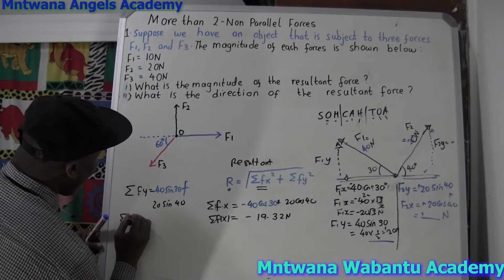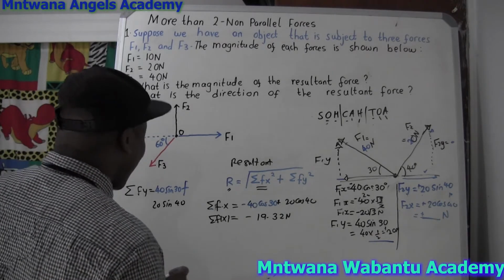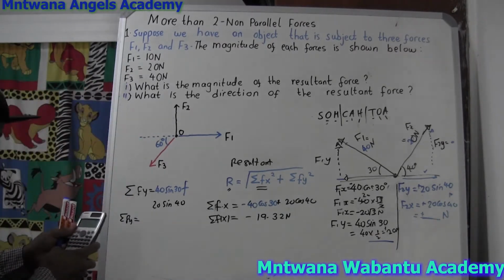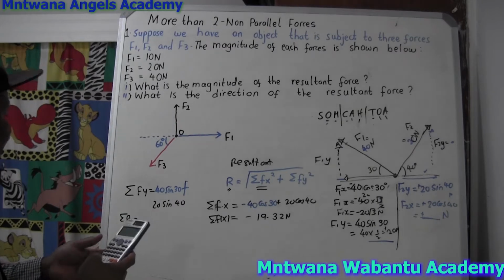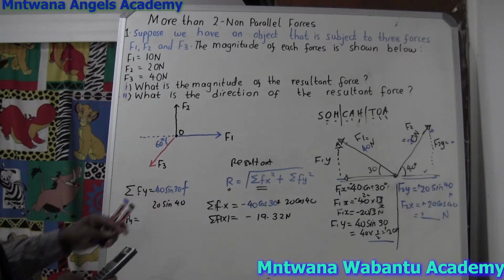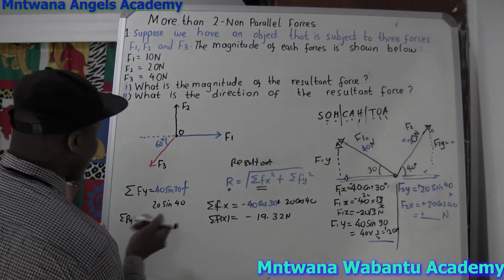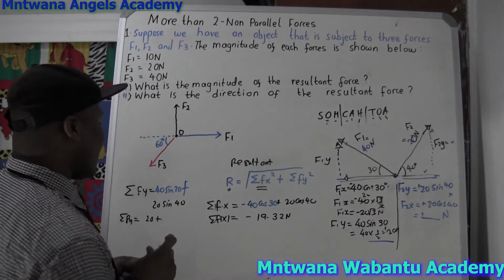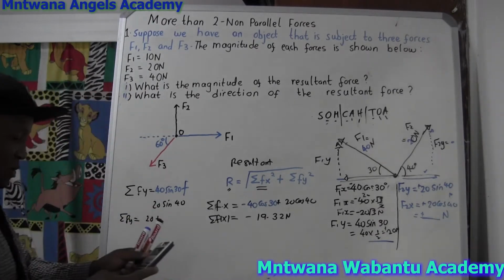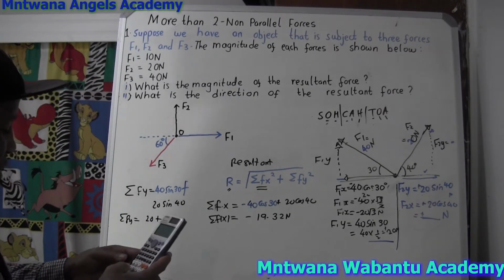So sum of all f of y equal to, take a calculator and then add it up. So say 40, and then sine of 30, sine of 30 equal to half. 40 times half equal to 20. Okay, so this is going to be 20 here. So 20 plus 20 sine of 40.